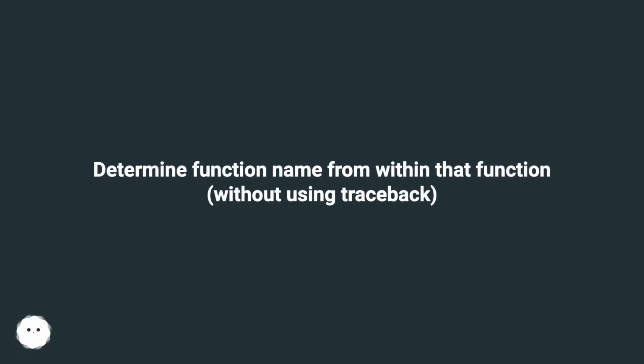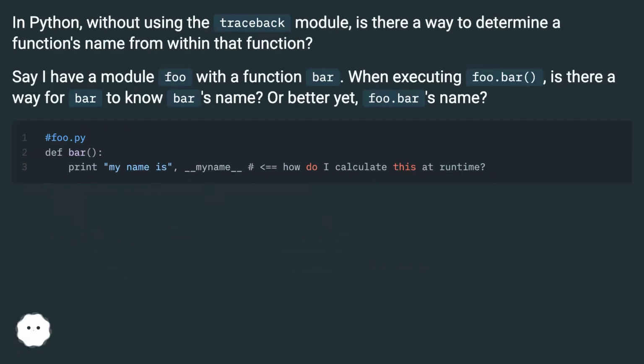Determine function name from within that function without using traceback. In Python, without using the traceback module, is there a way to determine a function's name from within that function? Say I have a module foo with a function bar. When executing foo.bar, is there a way for bar to know bar's name? Or better yet, foo.bar's name?